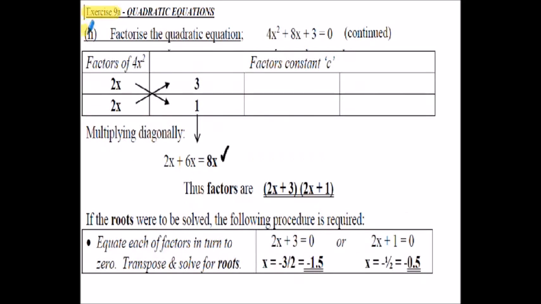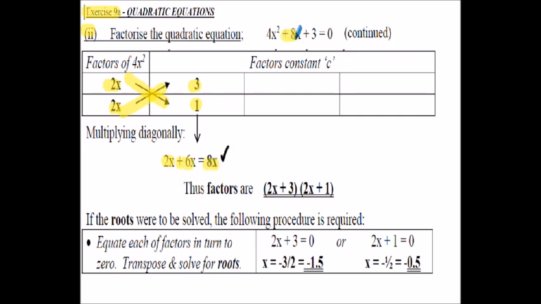Exercise 9a, part 2 continued. On the previous slide, we tried factors of the 4x squared being 4x and 1x, and that proved not to give us a solution. So now we're going to try factors of the 4x squared being 2x and 2x. Factors of the constant 3 are still 3 and 1. We cross multiply, we get 2x multiplied by 1, so that's 2x, and we get 2x multiplied by 3, and that's plus 6x. Adding them up, we get 8x.